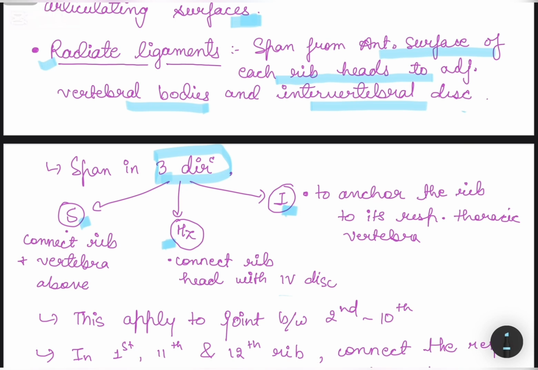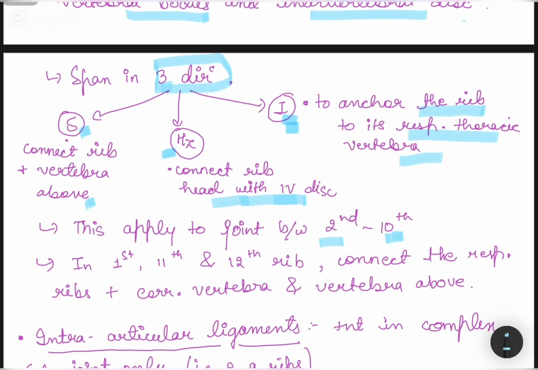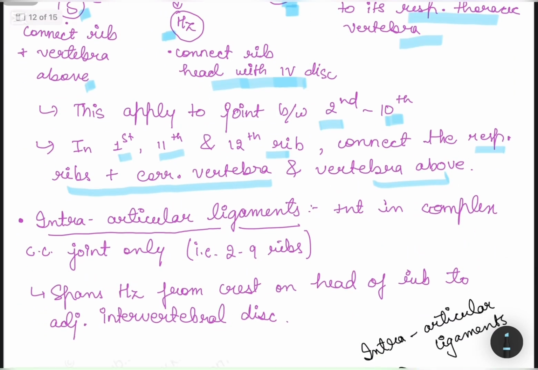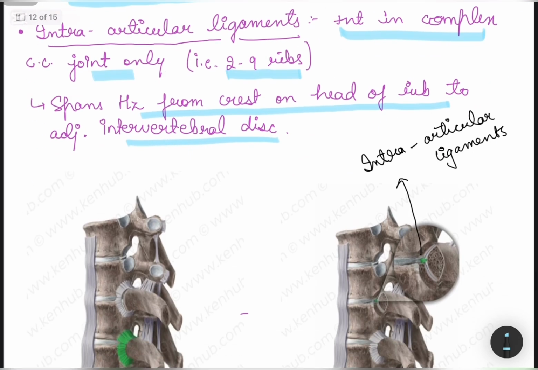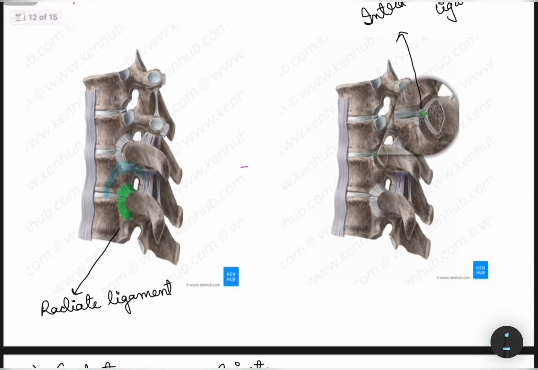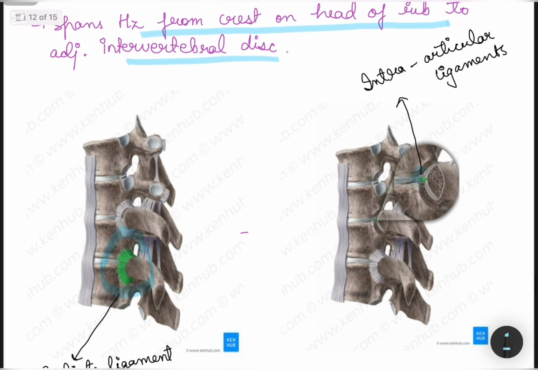The superior part connects the rib to the vertebra above, the horizontal part connects the rib head with the intervertebral disc, and the inferior part anchors the rib to its respective thoracic vertebra. This applies to the joints between the 2nd and 10th ribs. In the 1st, 11th, and 12th ribs, it connects the respective ribs to the corresponding vertebra and the vertebra above. The intra-articular ligament is present only in the joints of the 2nd to 9th ribs. It spans horizontally from the crest on the head of the rib to the adjacent intervertebral disc. Here in this diagram you can see the radiate ligament, and in this diagram you can see the intra-articular ligament.